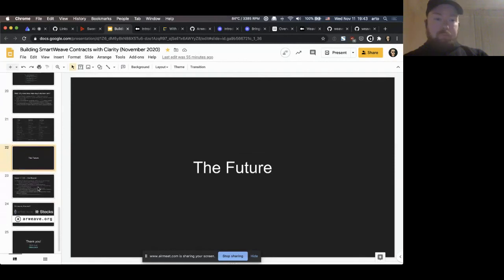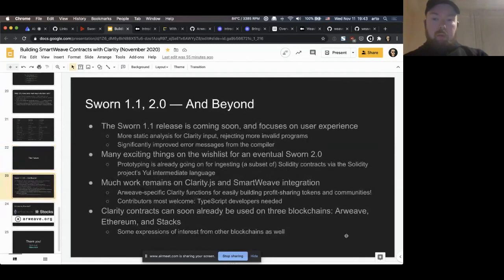As for the future, we've had a lot of talks with Sam about Swan 1.1, 2.0 and beyond. And as I mentioned, the 1.1 release will be in November, and the number one priority is user experience. So to improve the UX, error messages are important, and particularly for people who are new to Clarity, we need to aim to give much better error messages than in 1.0.